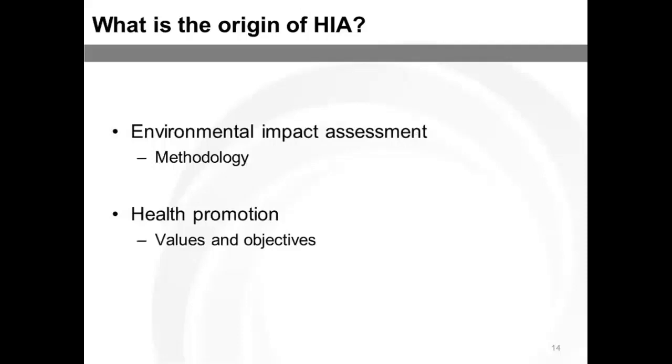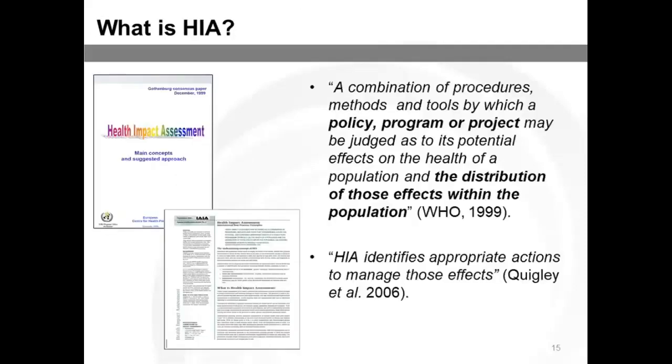What is the definition of HIA? As you see here, this is the most common definition of HIA, formulated by WHO in 1999. There are two elements which are very important in this definition. The first one is that HIA can be applied to policy, program, or projects, while environmental impact assessment can only be applied to projects. And the other aspect which is very important is the distribution of those effects within the population. This is related to health inequalities.